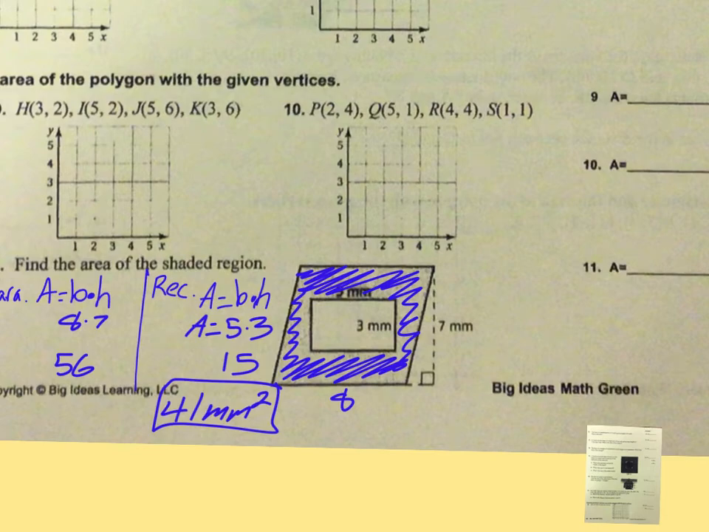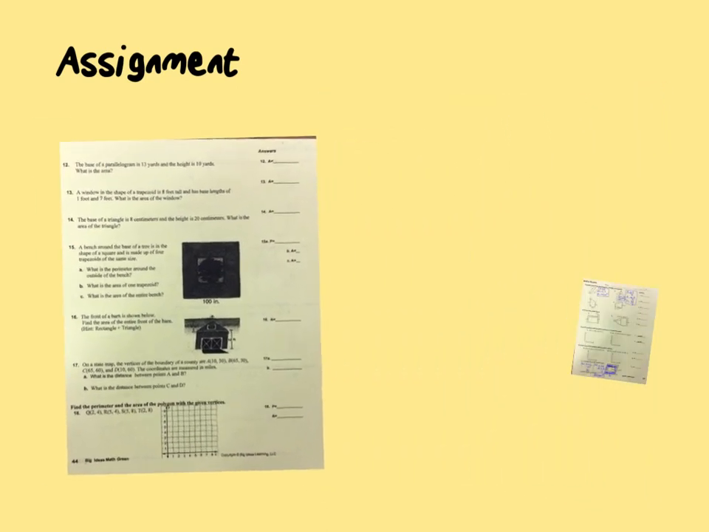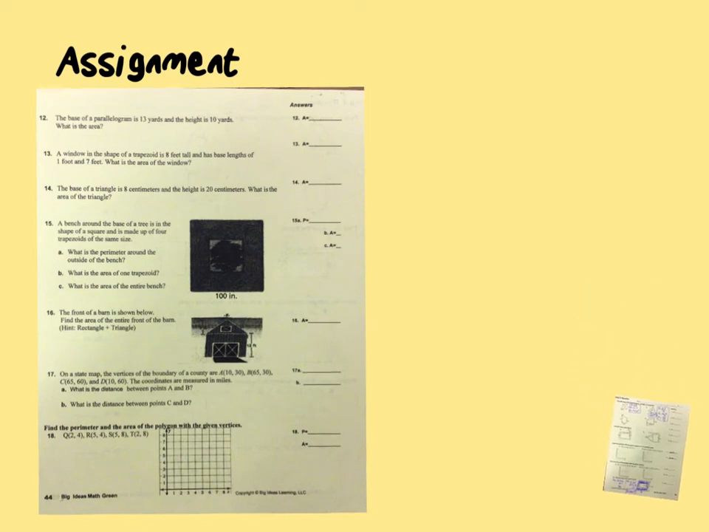Let's look at the other page. Okay, so here's the back side of that. Now, these get a little bit more complex because they're word problems, but don't let them fool you. A word problem, when we're dealing with geometry, just draw a picture of what it's talking about. So if we're looking at number 12, it says the base of a parallelogram is 13 yards and the height is 10. What is the area?